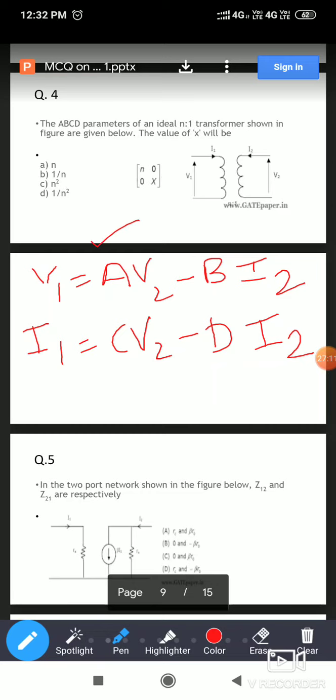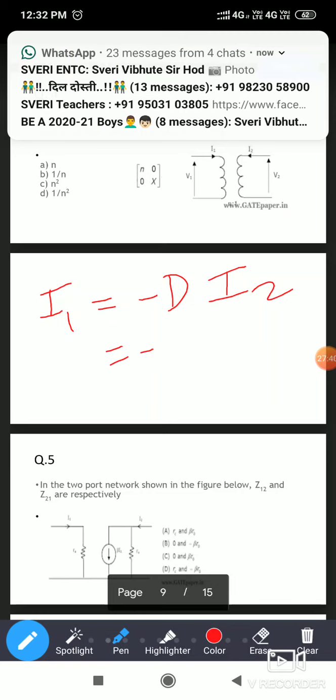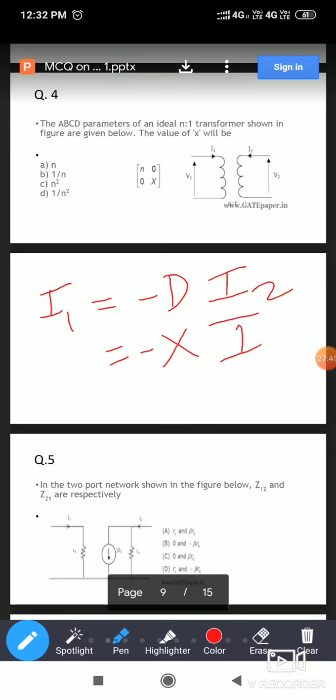So here the A value is given, that is small n. B value is 0. C value is 0. Only you need to find out the value of D, that is given as x. So I1 is equal to, this is 0 because C value is 0, so minus D into I2. Once again, I1 is equal to minus D into I2. So what is D? D is given as x. So x into I2.